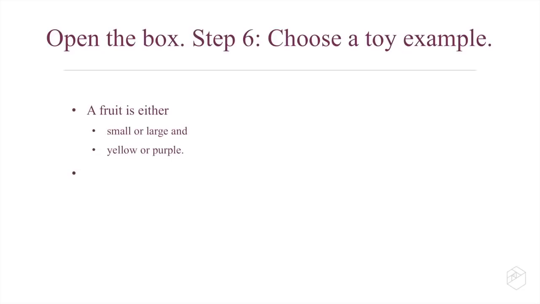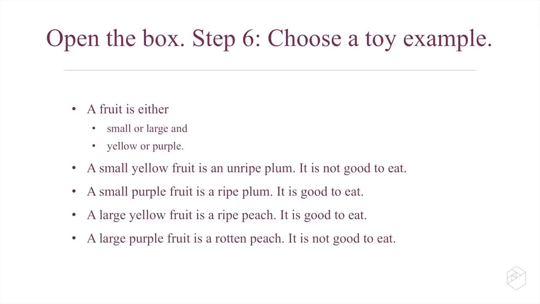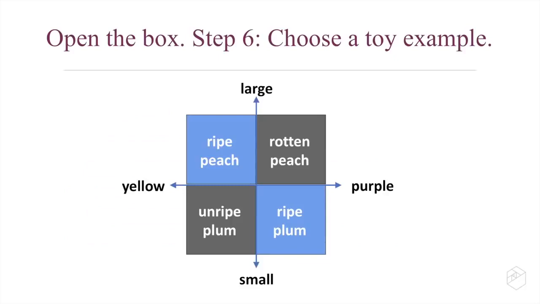So for this one, I settled on fruit. So imagine that we have fruit. It can either be small or large or yellow or purple. Now, any small fruit is a plum. If it's yellow, it's not yet ripe, but if it's purple, it's ripe and good to eat. Any large fruit is a peach. If it's yellow, it's great to eat, but if it's purple, it's rotten. You don't want to eat it. So in this example, we have a size axis and a color axis, and you can see the good things to eat are at the upper left and the lower right.